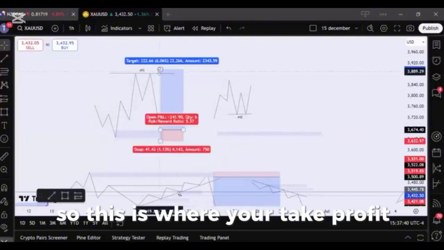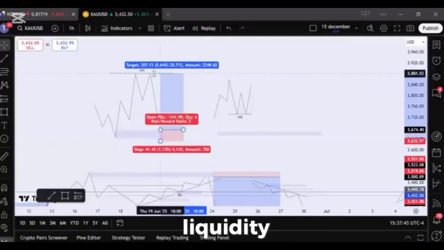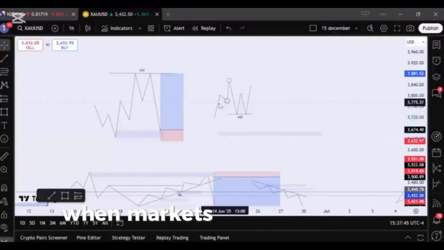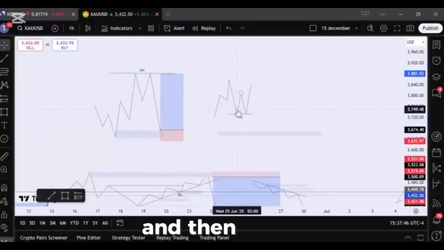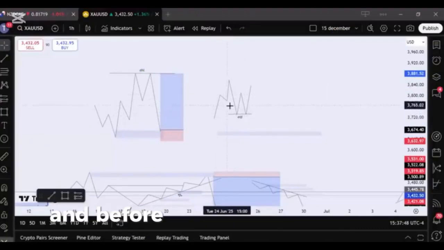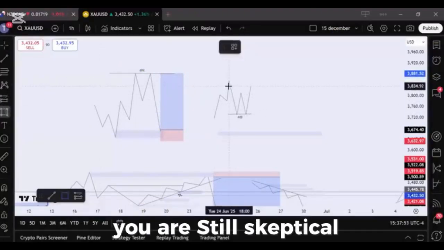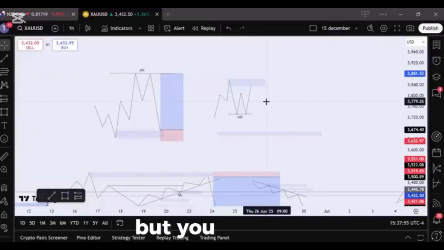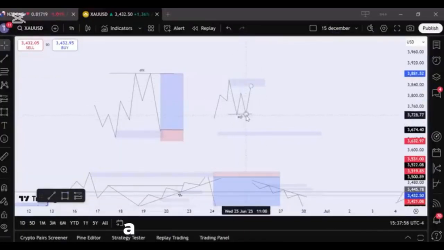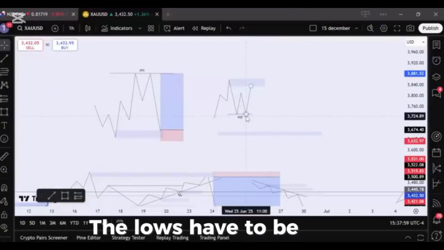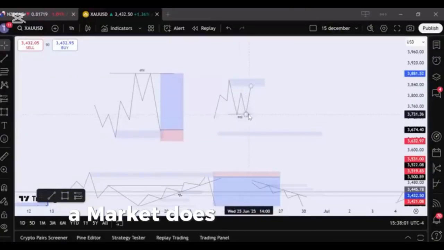So this is where your take profit level will be, to clear that equal highs liquidity. And same thing as this: when market makes an equal low, and before, let's say you are bearish, and before price approaches your bearish POI, let's say your bearish POI is here, you are still skeptical of where to keep your take profit level, but you observed and saw that market gave you an equal low, a relative equal low. The lows have to be equal to understand. The market does something like that.